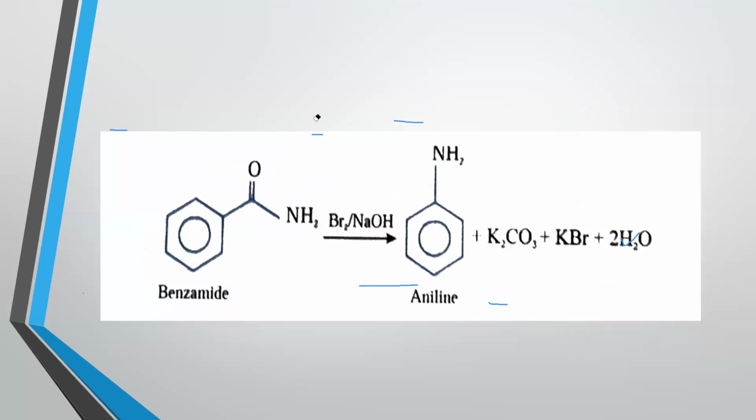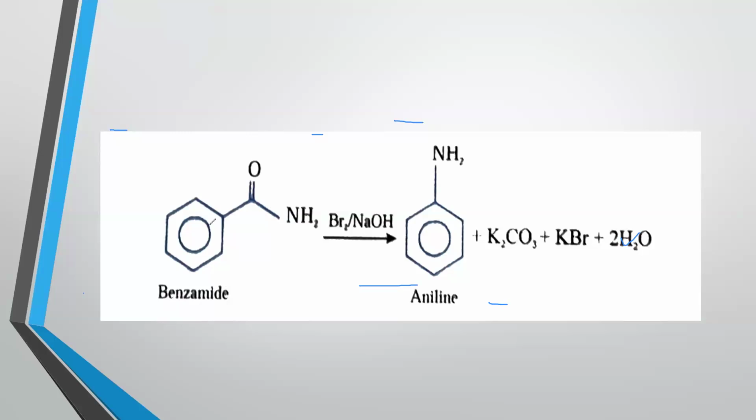Hofmann what? You are correct, Manisha, but what is the full name? Hofmann elimination, Hofmann can be anything. Hofmann bromamide, one more word is there. Yes, Hofmann bromamide degradation. So it is the Hofmann bromamide degradation, or you can say the Hofmann bromamide rearrangement also. Yes, you are right.